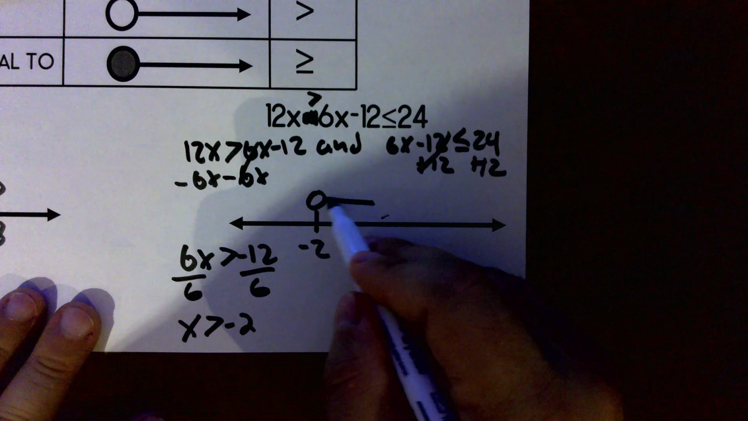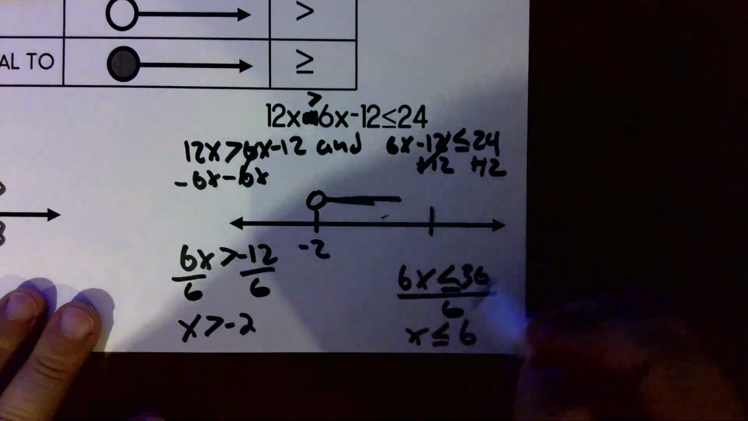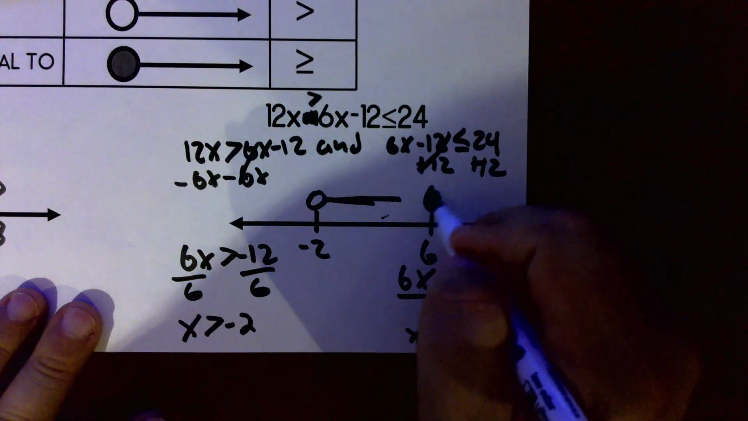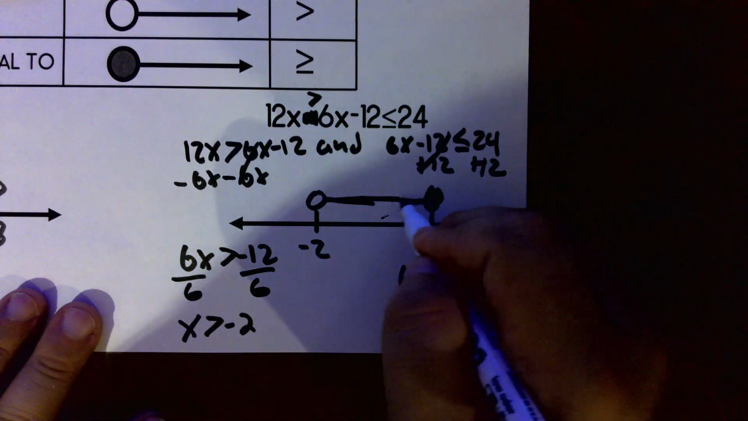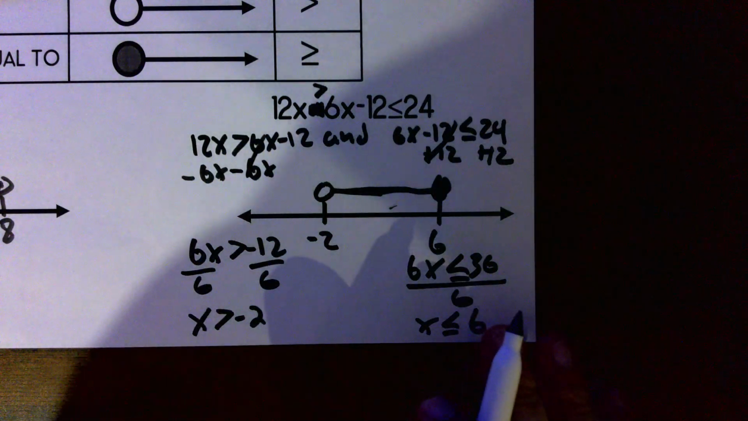So this negative 2, this value is going to go to the right because it's everything greater than negative 2 until it bumps into 6, and it's everything less than or equal to, so closed circle at 6, so it's going to go to the left, and it's going to make this segment, this dumbbell shape.